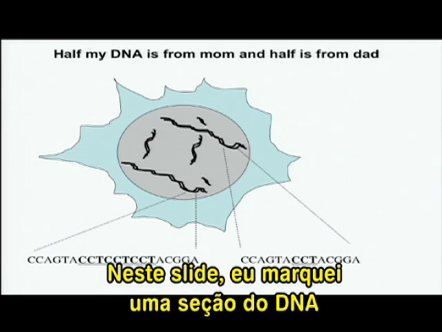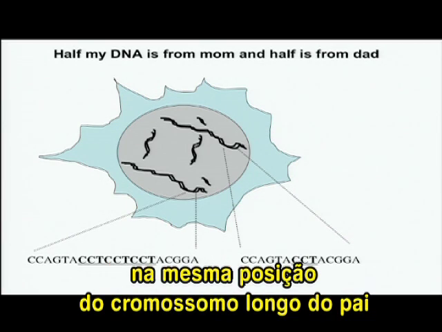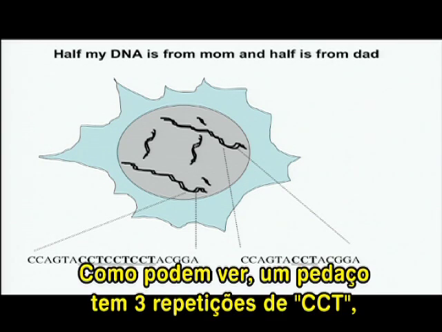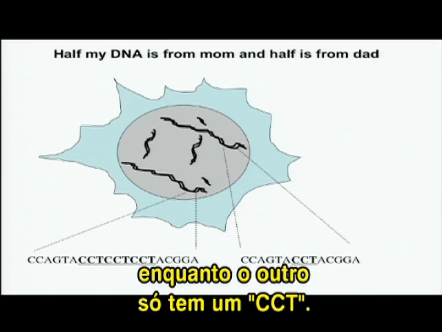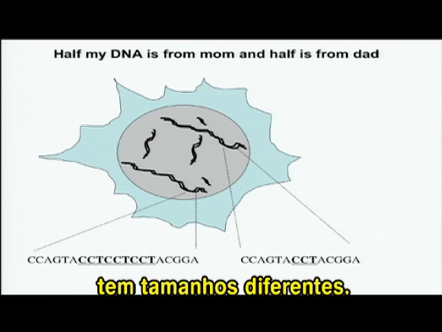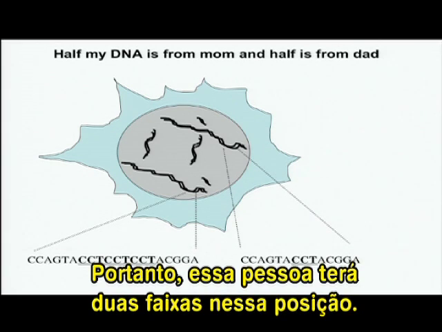So here on this slide, I've labeled a section of DNA in the same position of the long chromosome from the father and the long chromosome from the mother. And as you can see, one section has 3 repeats of CCT, while the other section only has 1 region of CCT. Thus, this region from the 2 parents of this person is different sizes, so this person would show 2 bands at this position.